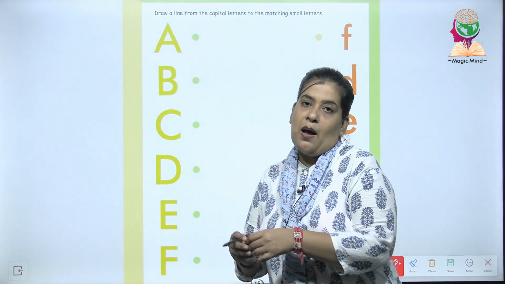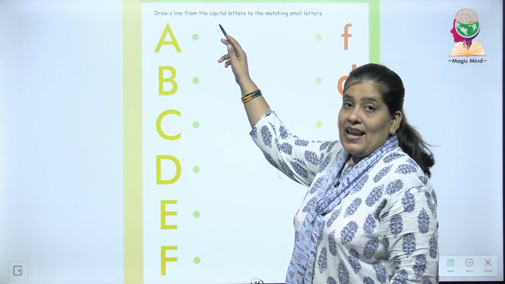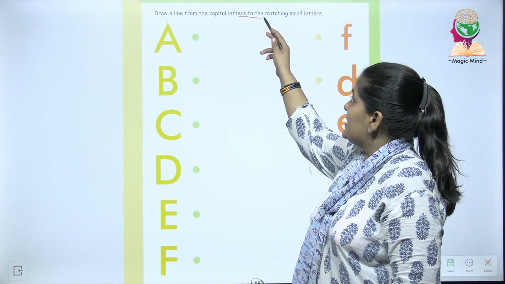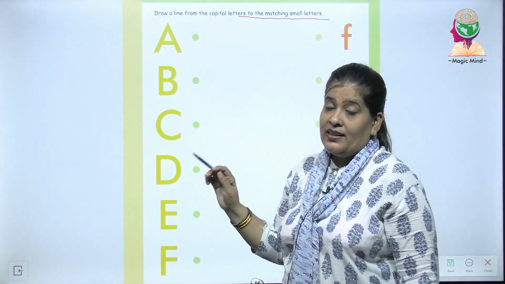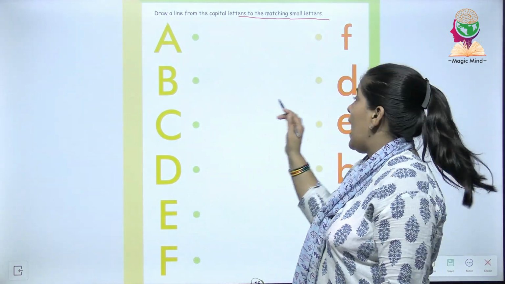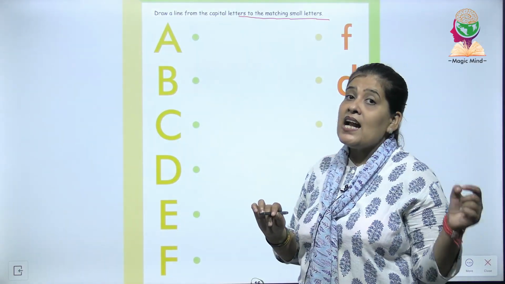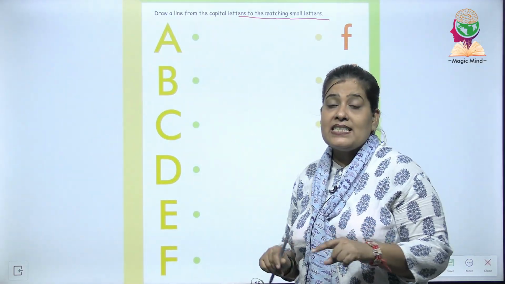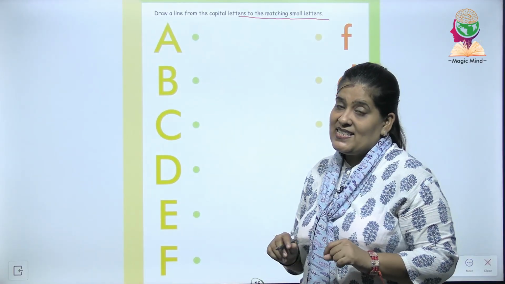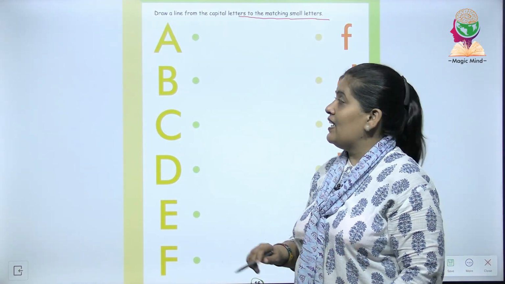Now we will do some matching. Draw a line from the capital letters to match small letters. In column A there are capital letters and in column B there are small letters. You have to match capital letters with small letters. तो चलिए इस मैचिंग करते हैं.